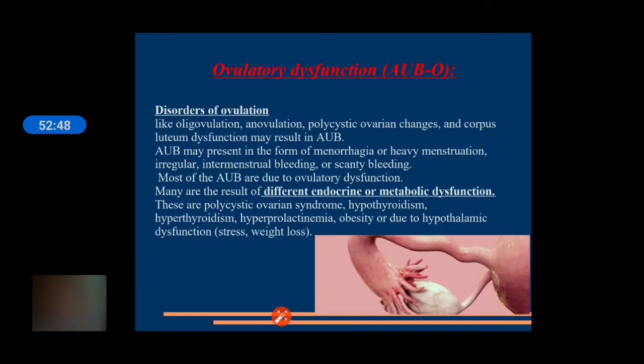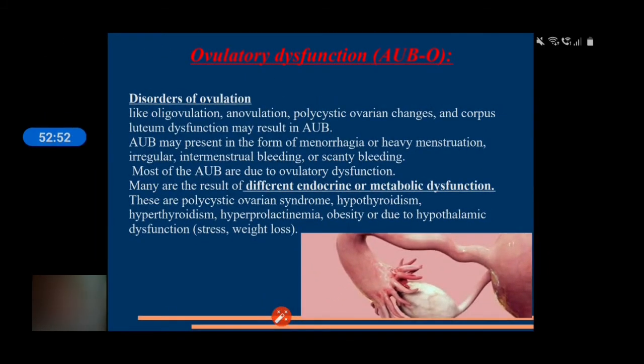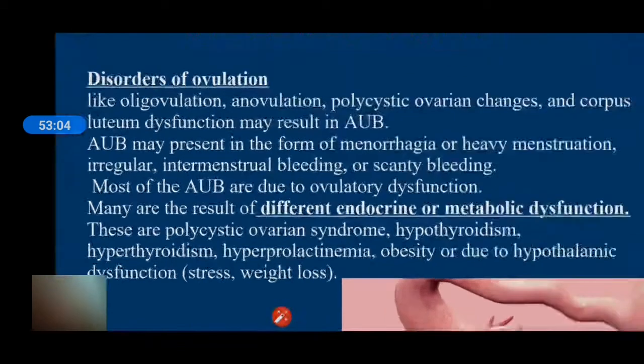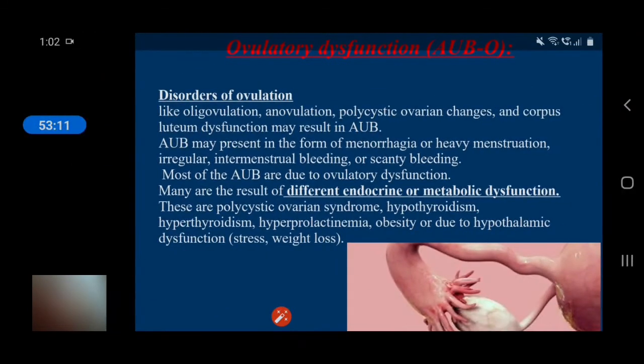The next is ovulatory dysfunction, AUB-O, which is one of the causes of AUB. Disorders of ovulation like oligo-ovulation, when the ovulation is not occurring every month. Just like how oligomenorrhea will be there, similarly, oligo-ovulation means ovulation is not occurring every month, it is less. Anovulation is absence of ovulation. PCOD, polycystic ovarian changes, and corpus luteum dysfunction may result in AUB.